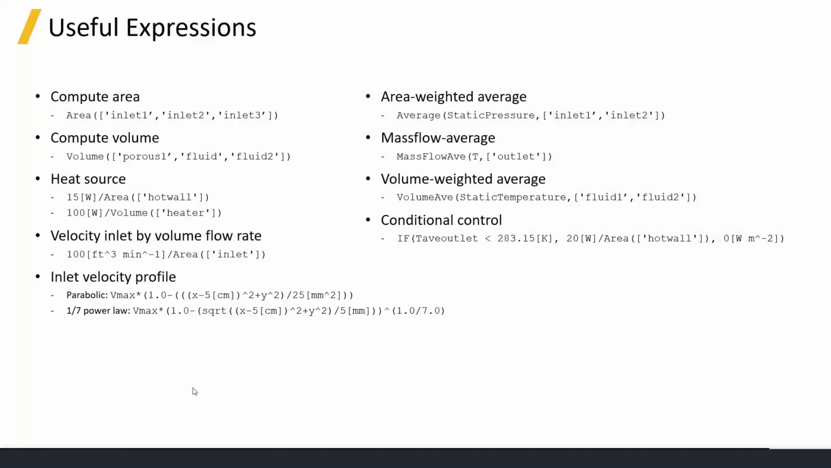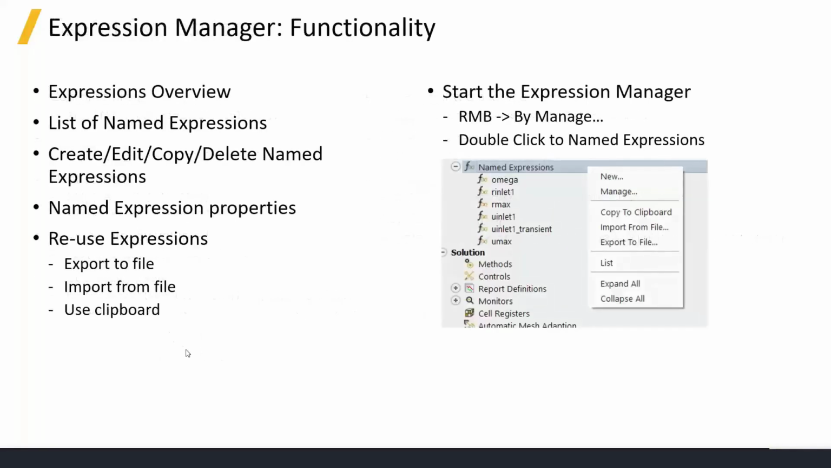So here's a few useful ones that are going to come up time and time again. Being able to compute the area, and you'll notice if it's a whole load of things at once, a volume, a heat source. What else is particularly interesting in here? Area weighted average over multiple faces all in one go. Conditionals. And then we've got a couple of different velocity profiles here that we've set up.